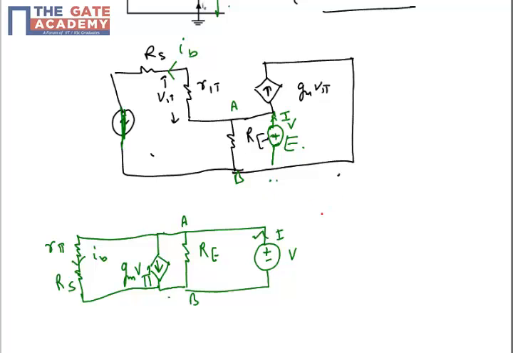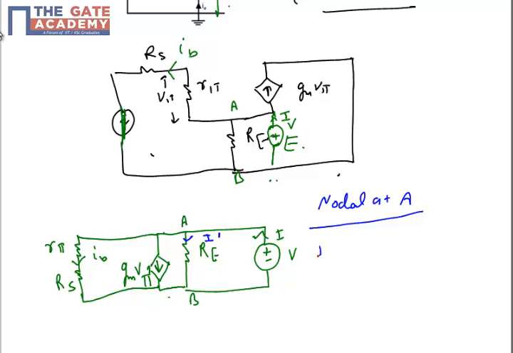Simply apply the nodal equation and you will find it as, let's assume the current across Re as I dash, and the rest are all given to you already. So you will apply the nodal equation at A. Nodal says that the sum of the incoming current is equal to the sum of the outgoing current.